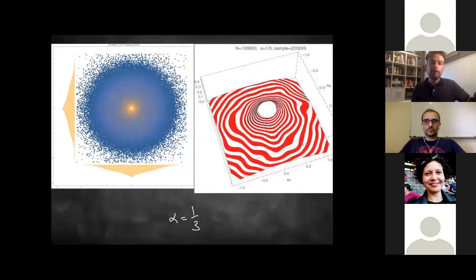Here is another case with alpha equal to 1/3. It looks like it's rotationally symmetric. But it only looks that way. The reason is that this point is very heavy. There is a lot of mass at that point. So the color plot somehow hides all the details that are happening here. In fact, you can see here that there are some preferred directions. I don't know exactly what shape that has, but I know that this rotationally symmetric looking measure is not rotationally symmetric.